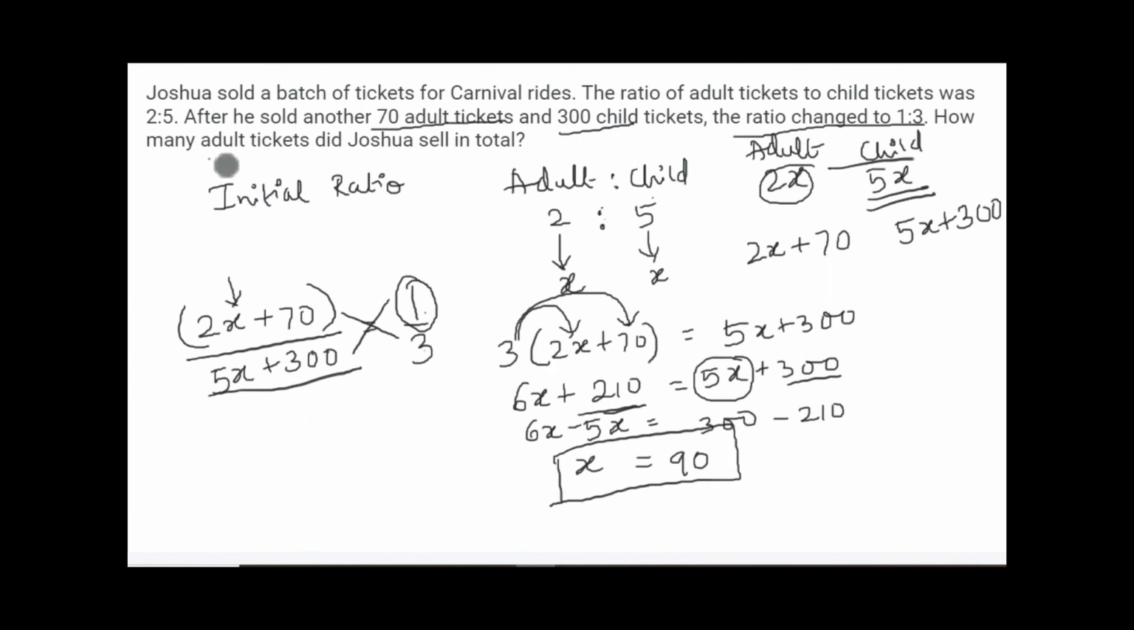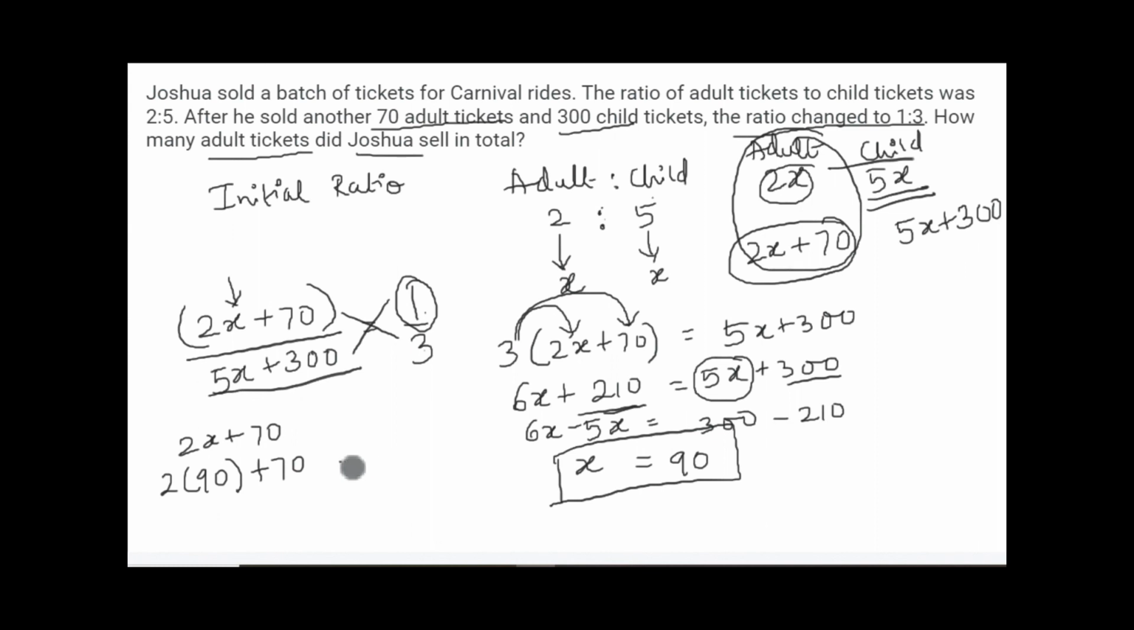Now we need to find how many adult tickets Joshua sold in total. So we are only concerned about the adult tickets. So adult tickets are 2x plus 70. So 2x plus 70, substitute the value of x. x is 90. 2 times 90 is nothing but 180, plus 70 will give you 250. So the total adult tickets sold by Joshua are 250.